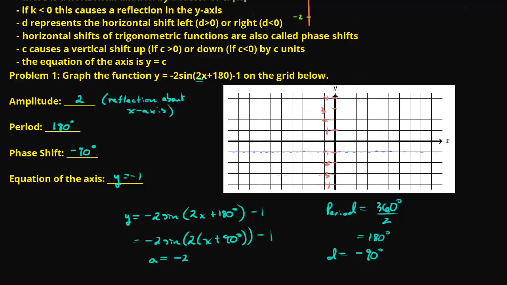The next thing I'm going to do is let's look at the amplitude. Our amplitude is 2, so that means we're going to have a maximum value of 1 and a minimum value of -3. Okay. We also know that our period is 180 degrees, so that lets us determine what scale we want. And here, let's sketch 2 cycles of this function.